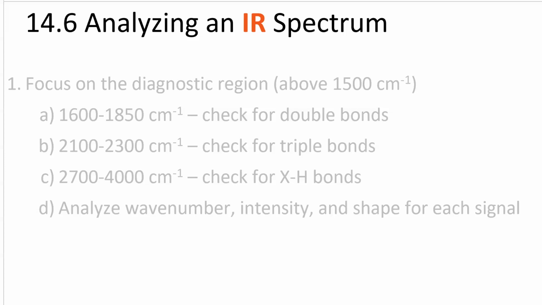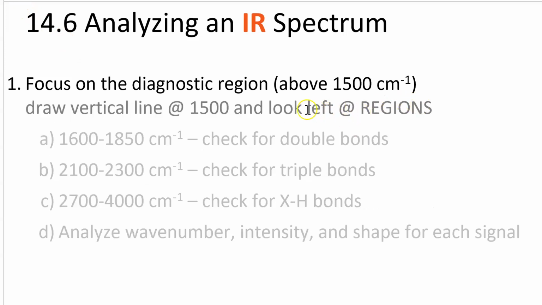Analyzing an infrared spectrum. Focus on the diagnostic region. That's the region above 1500 wave numbers. It's even useful to take a ruler and draw a vertical line at 1500 wave numbers and focus on the stuff to the left of it. So these are the regions you want to focus on in the diagnostic.